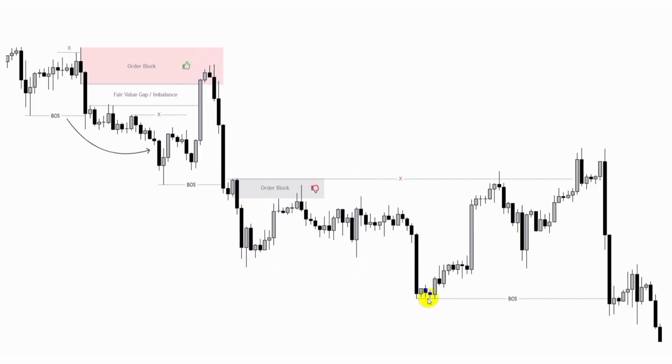So price created this low. Price returned, took out the high. Price fell, but then price did not continue to take out the external. Price went back again to also still mitigate this fair value gap. And then we have the fall of price to the downside.